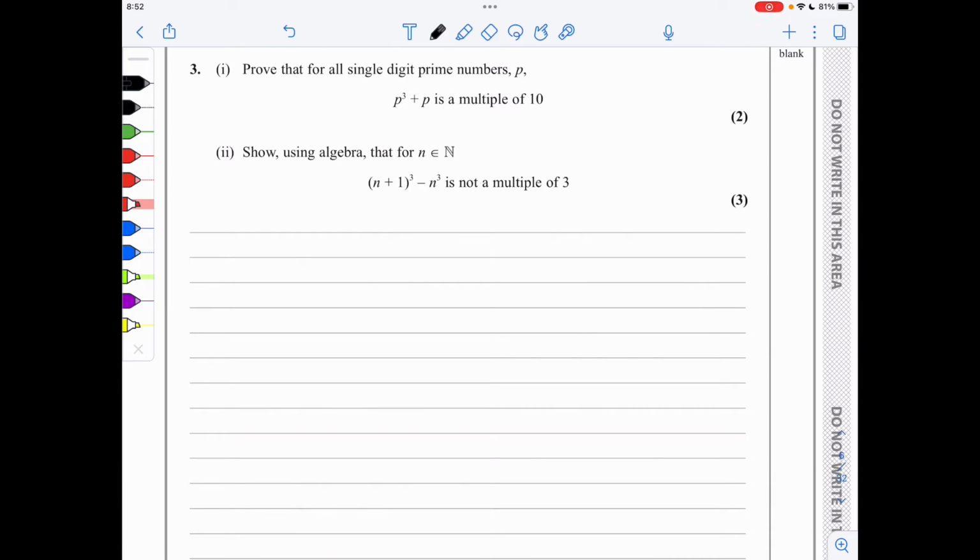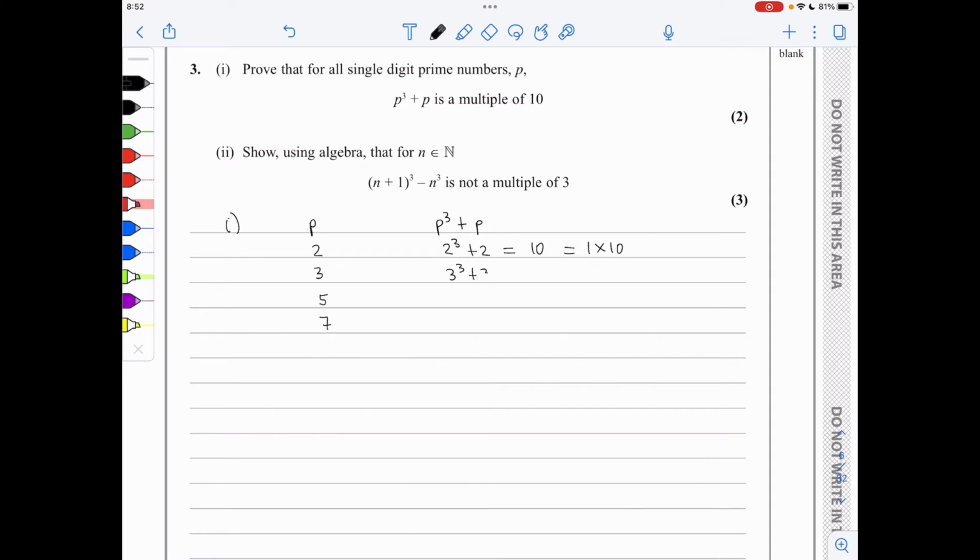In question 3, we need to prove that for all single-digit prime numbers p cubed plus p is a multiple of 10. We will do this through exhaustion. We've got p and p cubed plus p. Now the only single-digit prime numbers are 2, 3, 5, and 7. So 2 cubed plus 2 is 10, which is 1 times 10, so it's a multiple of 10.